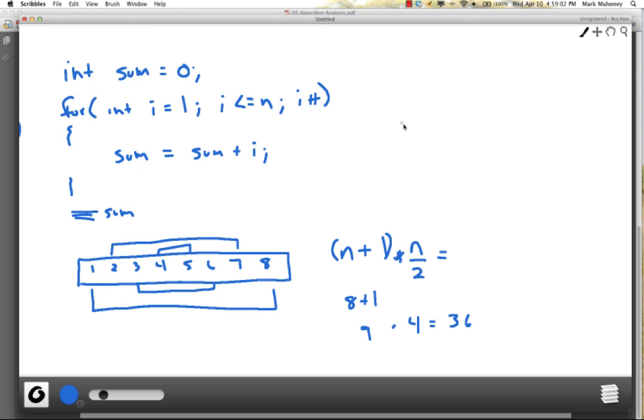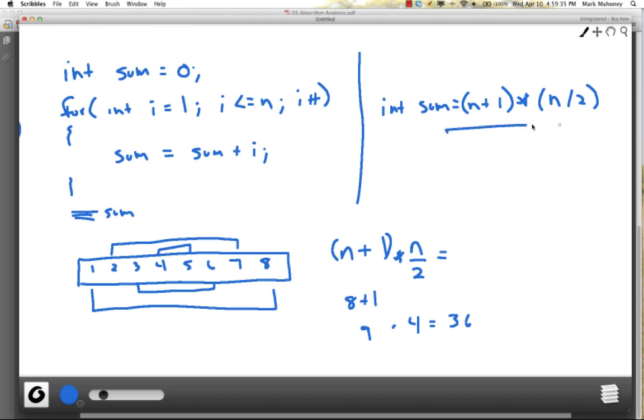Okay, so another way to write this code is just to say n plus 1 times n divided by 2. Now this is a big O of 1 algorithm. This is constant time. The amount of processing does not depend on the size of n. Whether we plug in 8 or 8,000, it's still just this one bit of arithmetic. Whereas if we used the number 8,000 over here, we'd have to do 8,000 iterations of this loop.